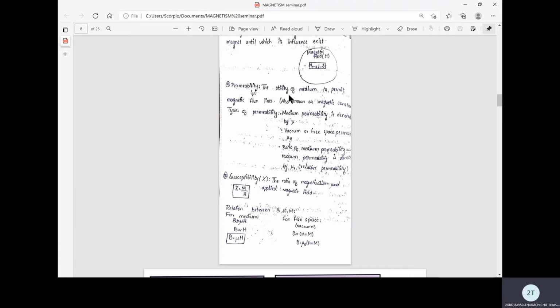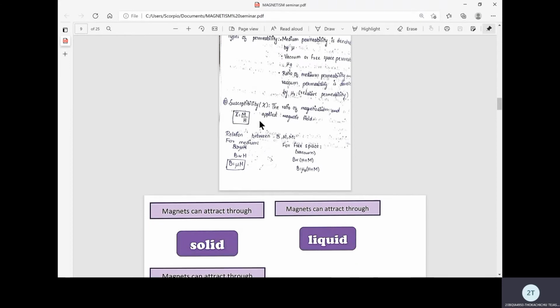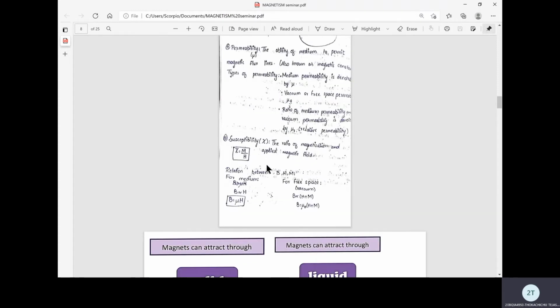Permeability is the ability of a medium to permit magnetic flux lines. Some mediums may allow it, or some may not allow. So up to how much amount of flux the medium can accept is nothing but the permeability. Now this permeability can be represented in three ways. That is, mu, the medium permeability, mu naught, the vacuum or free space permeability, and mu r, the relative permeability between medium permeability and vacuum permeability. That is mu r equals mu by mu naught. And susceptibility is nothing but the ratio of magnetization and applied magnetic field, equal to M by H.